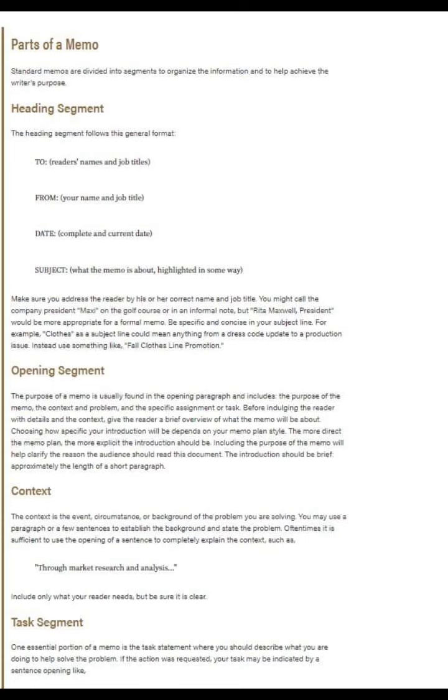You might call the company president "Maxi" on a golf course or in an informal note, but "Rita Maxwell, President" would be more appropriate for a formal memo. Be specific and concise in your subject line. For example, "clothes line" as a subject line could mean anything from a dress code update to a production issue. Instead, use something like "Fall Clothes Line Promotion."